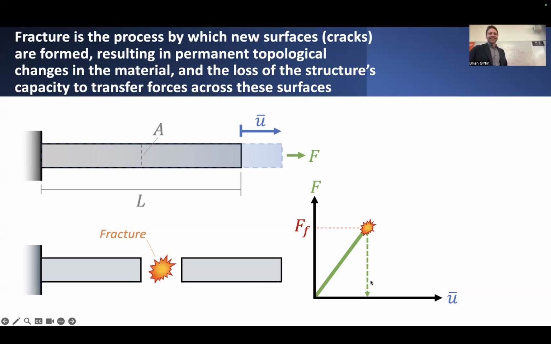It's kind of interesting that we go from this state of stored elastic strain energy in this bar, and then instantaneously, seemingly, it drops down to this state of zero force. It's almost like whatever internal strain energy was stored in this bar previously, after fracture occurs, it just goes away. We lose all the internal strain energy. So where did it go? Did we just lose it? We misplaced our strain energy?